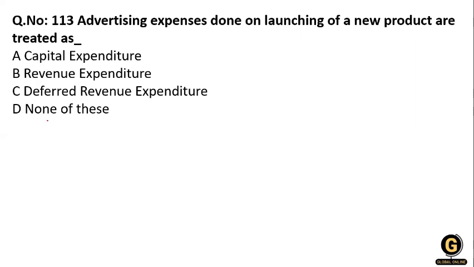The advertising expenses incurred on launching a new product are treated as capital expenditure, revenue expenditure, deferred revenue expenditure, or none of the above. So when we spend money on advertisement, it is heavy advertising. Heavy advertising expenses for launching a new product are a deferred revenue expenditure. So option number C is right over here. The advertisement expenses for the new product are a deferred revenue expenditure.